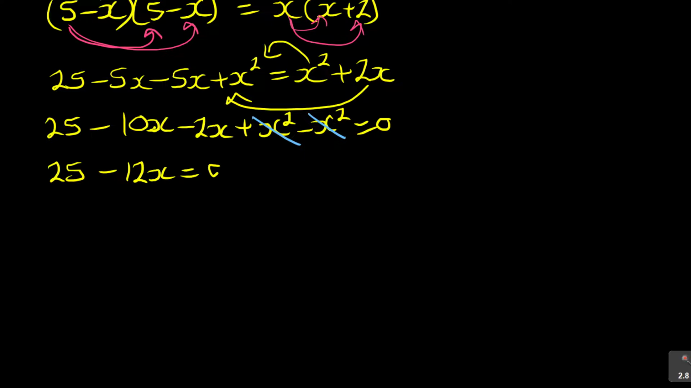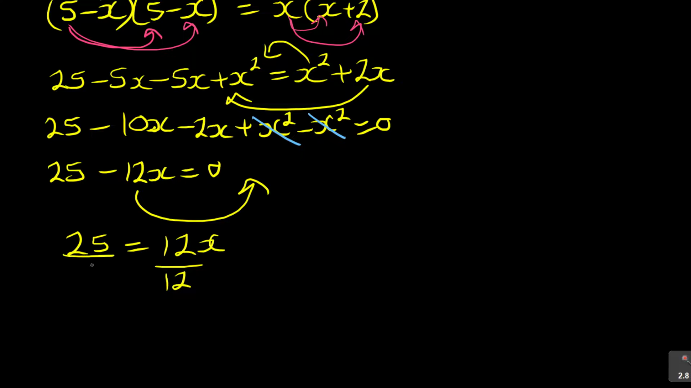Let's take now x to the other side, which is 25 is equal to positive 12x. How do you remain with x? Divide by 12 on both sides. Then we have got our x to say x is 25 over 12. That's it. x is 25 over 12.